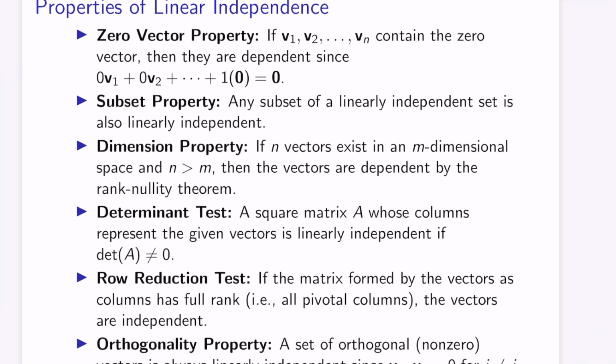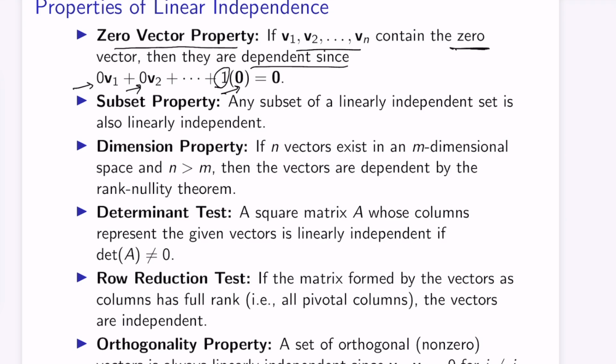First property, the zero vector: if v1, v2, ..., vn contain the zero vector, any one of them in this set, then they are linearly dependent. Why? You see, I can multiply 0 times v1, 0 times v2, and so on. Because this set consists of the zero vector, I can multiply the zero vector by a non-zero scalar, so there are some scalars, not all zero, such that this linear combination still goes to 0. So this set is linearly dependent as per the previous definition.